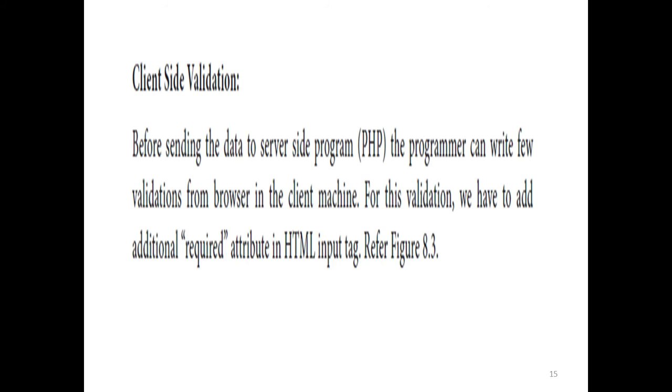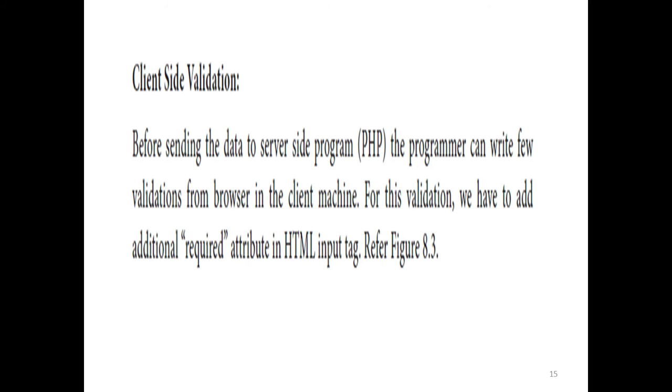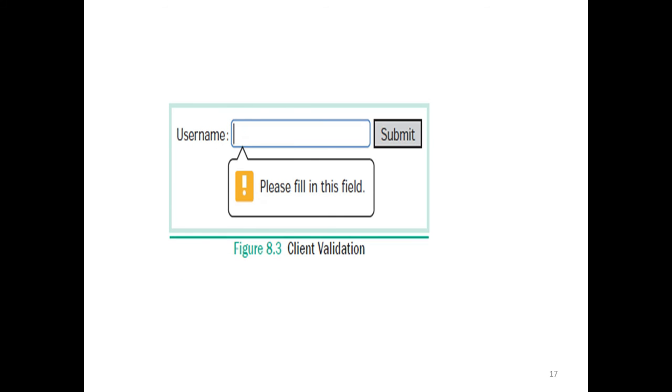Then what is client side validation? Before sending the data to a server side program like PHP, the programmer can write a few validations in the browser on the client machine. For this validation, we have to add an additional required attribute in the HTML input tag. It is simply called client side validation. So an example, client side validation example. This is the output.